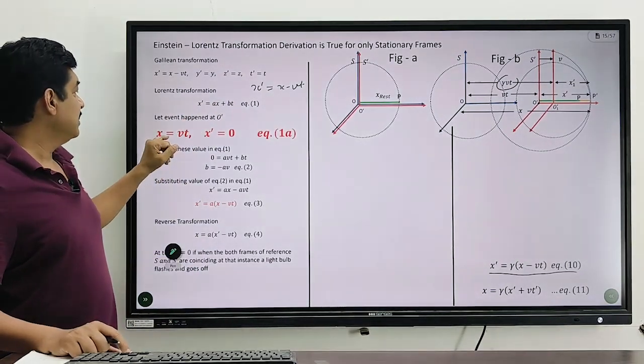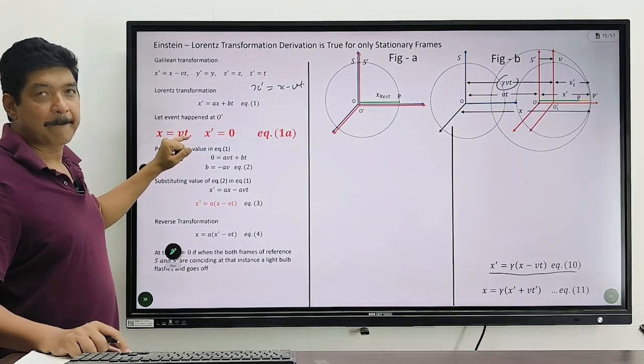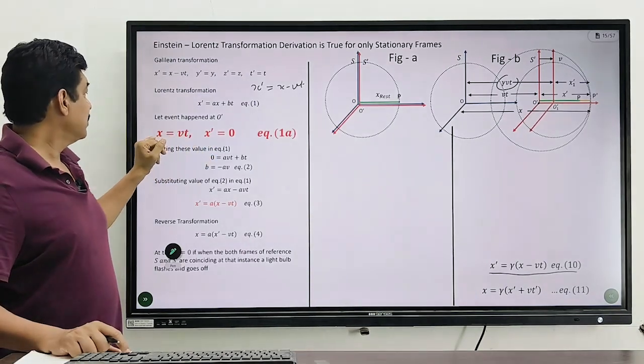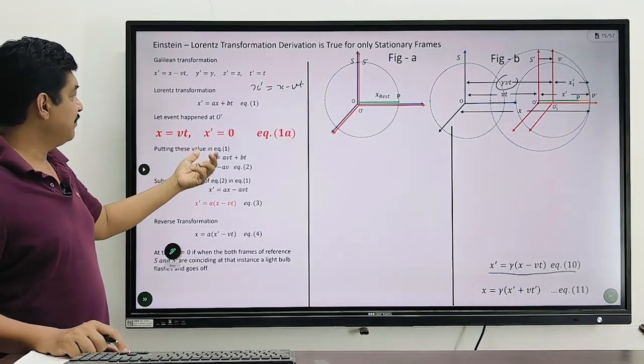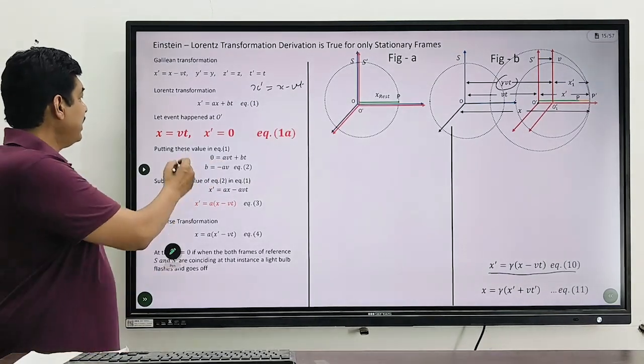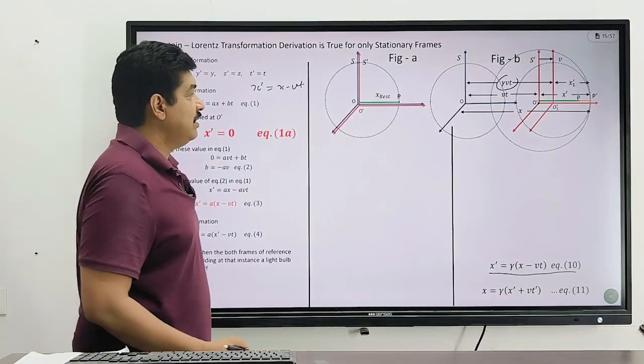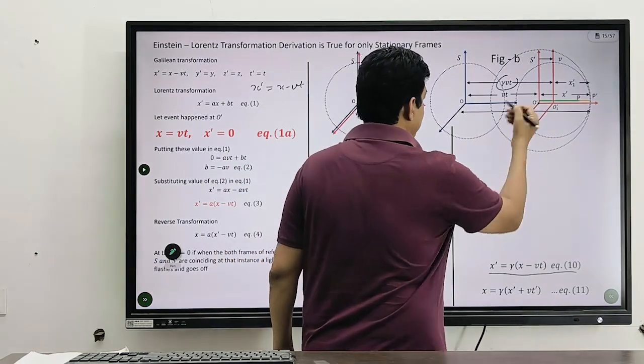These a and b, they have used some values, right? So they put values in this equation and try to find the value of a and b, right? So x is equal to vt. Now what they have done is they have taken x is equal to vt.